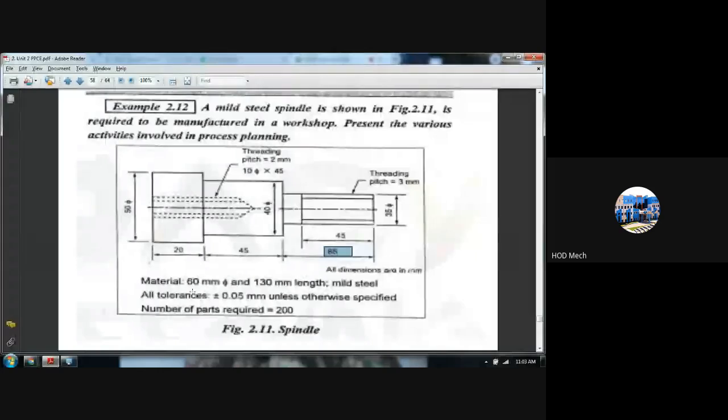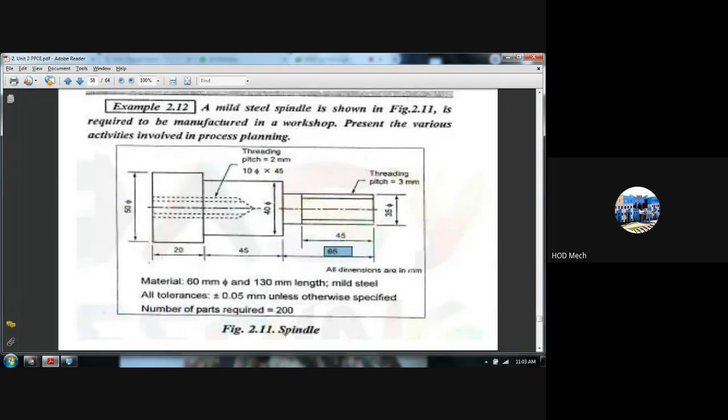So there is no extra length available to you. So you have to be careful length wise. If you touch the length, if it is 130 mm, then if you apply the tolerance, it will be 130 plus or minus 0.05 mm.